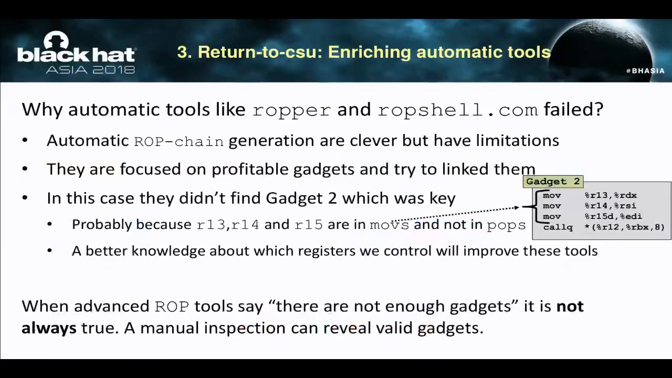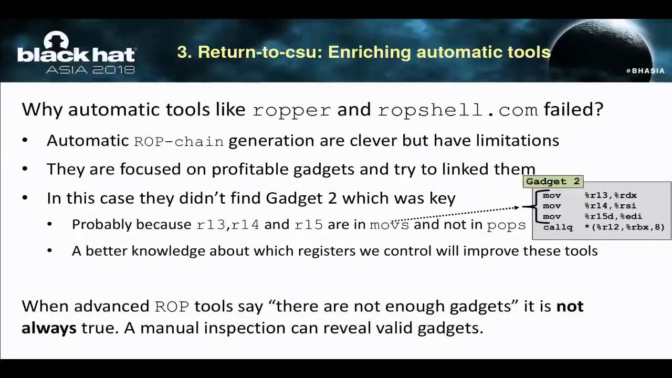So why do automatic tools like Ropper, ROPshell fail? Okay, basically, they are so clever, but as you can imagine, they have limitations. They are not perfect. Basically they are focused on profitable gadgets, and then try to link them. This is a gadget, this is a gadget, this is a gadget. And as you can see, the gadget that was key for us is not a typical gadget, pop, pop, pop, return. It's pop, pop, pop, call. And even this, sorry, move, move, pop, call. And even this move, move, pop has no relation, so it's hard to know that.